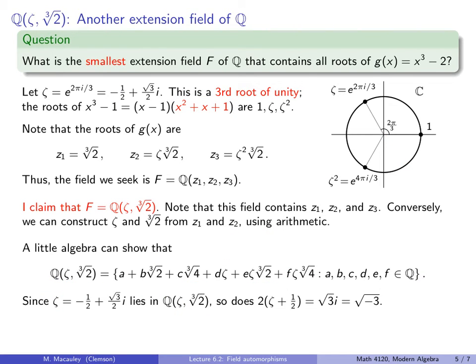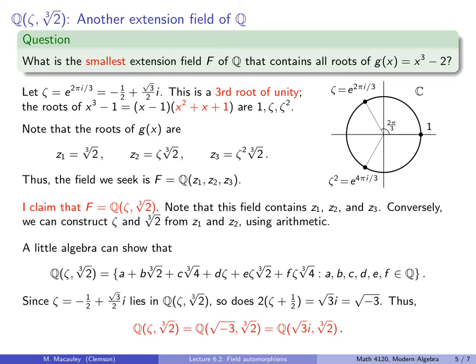Let me conclude this slide with one more observation about this extension field. Since zeta lies in Q adjoined zeta and cube root of 2, then so does zeta plus 1/2 times 2. And notice what that is. If I take zeta and I add 1/2 to it, then this negative 1/2 goes away. And if I multiply by 2, I get root 3i, which is just the square root of negative 3.